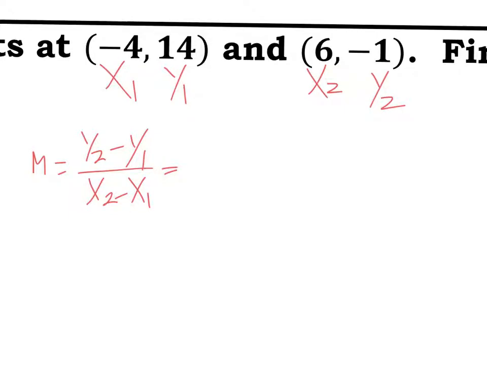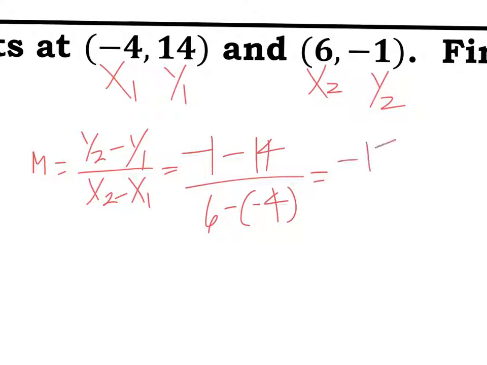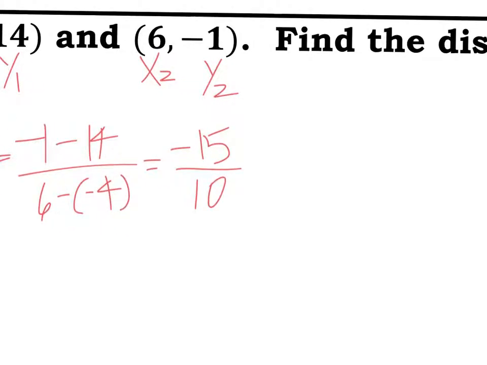So I'm going to have -1 minus 14 over 6 minus -4. And so -1 minus 14 turns into -15. And then 6 minus -4 turns into 6 plus 4, so that's 10. And so -15 over 10 can simplify. They can both be divided by 5, right? So this turns into -3 over 2.